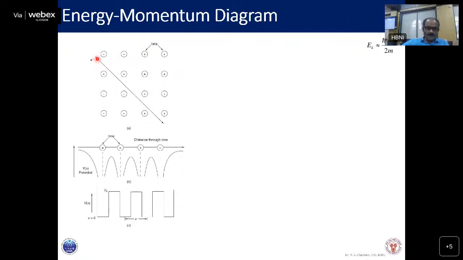Suppose you have a free electron and these are the lattice points. So this free electron is moving inside a periodic potential. If this electron is trying to move from this side to this side, and we try to plot the potential seen by this electron while it is moving from this point to this point, we can plot that potential in this form.